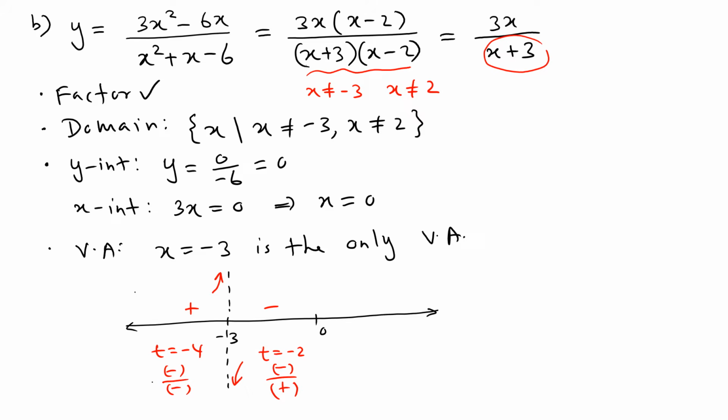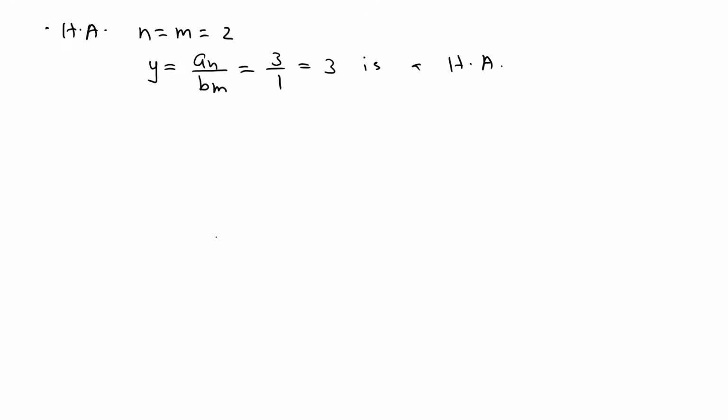Now we're going to find the horizontal asymptote. To find the horizontal asymptote, we check the degrees of the numerator and denominator. You can see n equals m equals 2, so they are the same. That means, as before, the ratio an over bm gives you the asymptote, so 3 over 1, which is 3, is the horizontal asymptote. Good, so we have a horizontal asymptote, and the last thing we can do is check whether the graph crosses the horizontal asymptote.